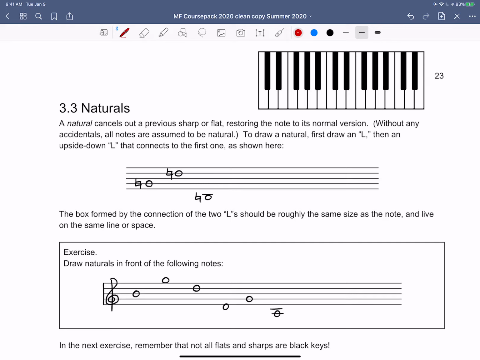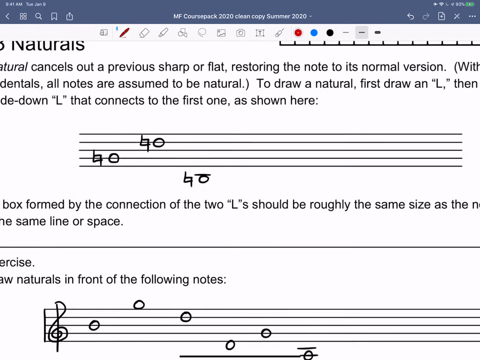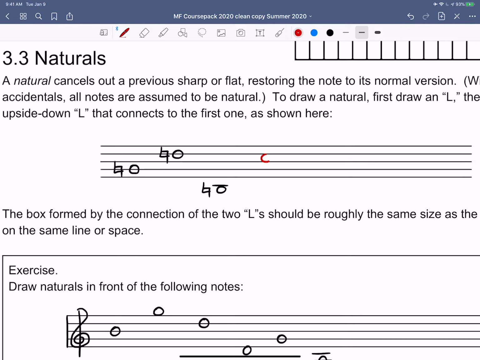So we've covered sharps and flats. Now let's do naturals. Before we talk about the definition of a natural, because it can be a little bit confusing, let's just get used to the symbol and let's draw a bunch of examples. So there's a little natural sign, and when you're drawing it in front of a note, here's your process.